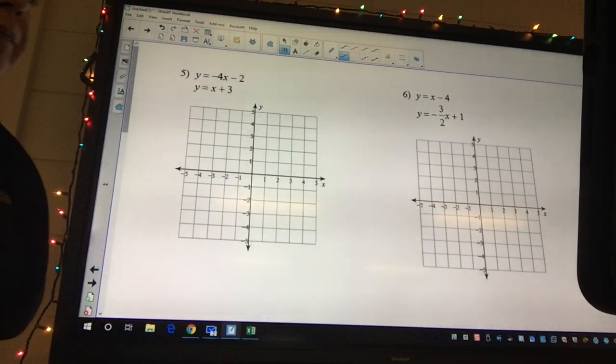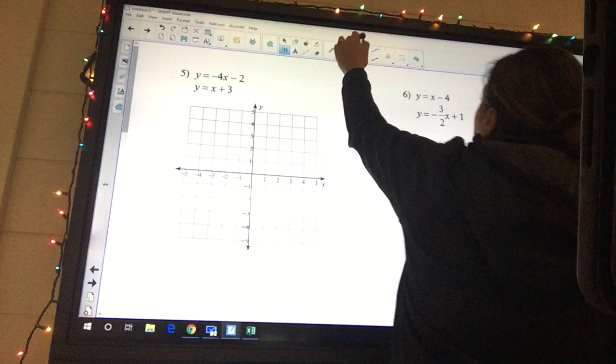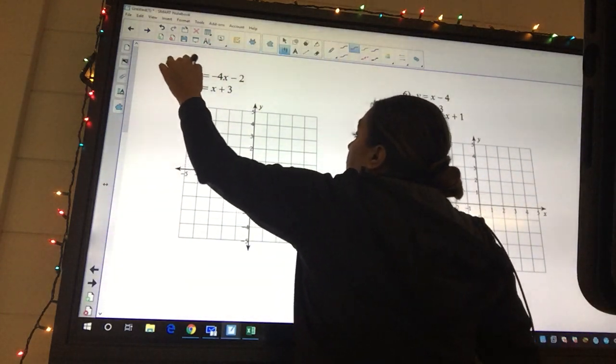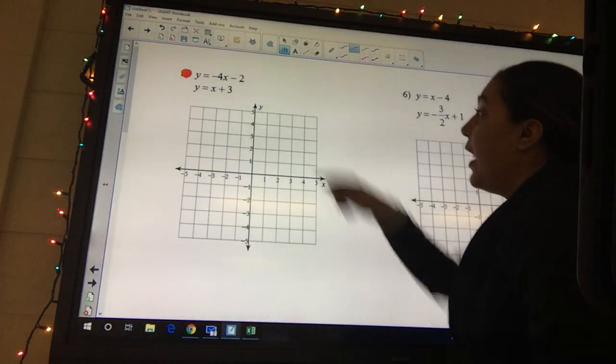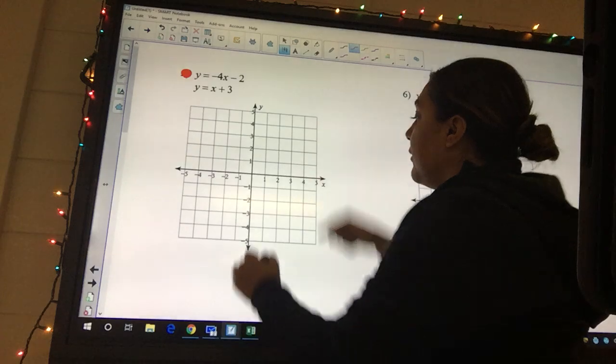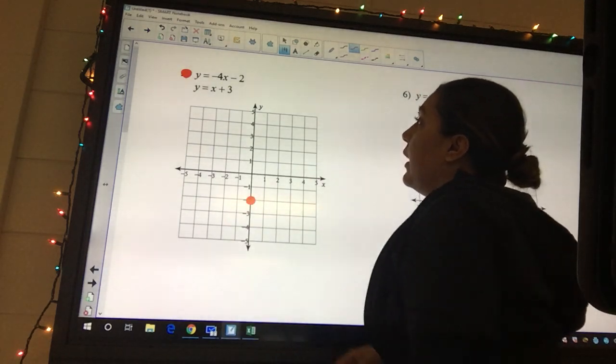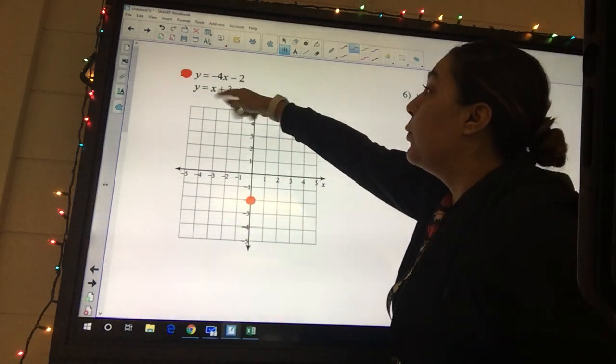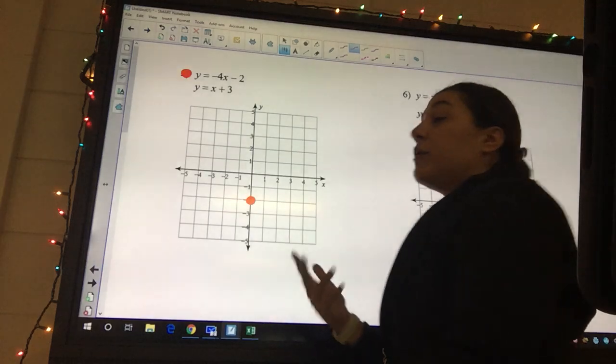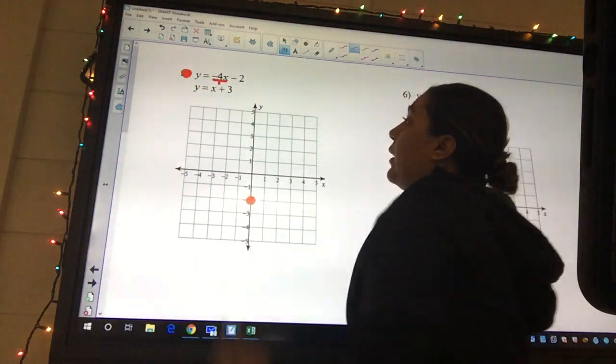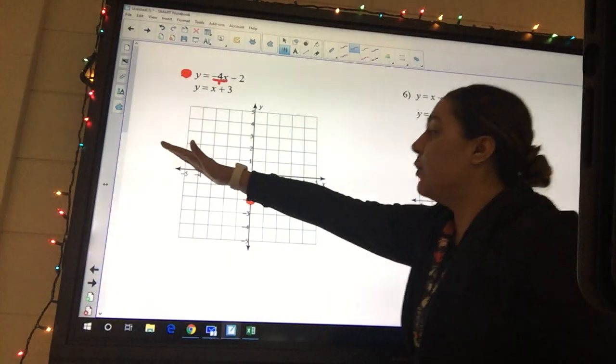Okay, 5. Okay, I got this very first one. I graphed the y-intercept first, and that's at -2. And my slope is 4, and it's really rise over run, so it's gonna be 4 over 1. Okay, and it's negative. That means my line should be going this way.